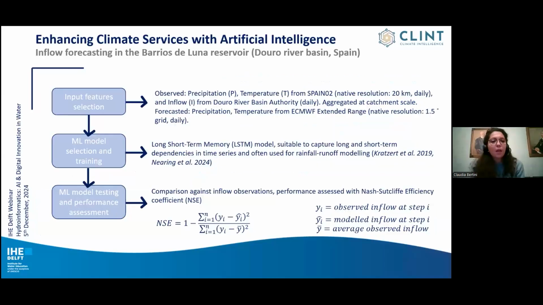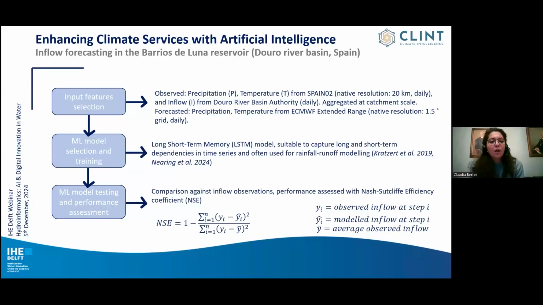So what we did was to develop a machine learning model, well, deep learning if you want, based on a long short-term memory model, which is suitable to capture long-term dependencies in time series and has been used quite a lot now for rainfall-runoff modeling. We use a combination of observed and forecasted precipitation and temperature. The observations were provided in situ from Spain, and the forecasts were the open source ECMWF extended range, which go up to 30 days ahead.